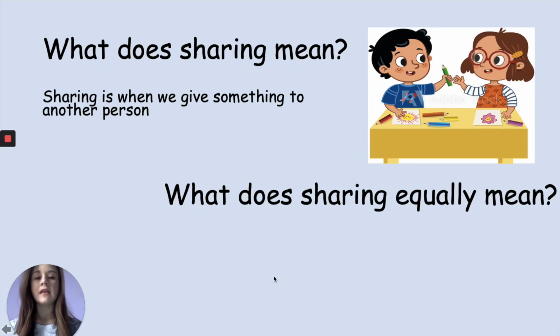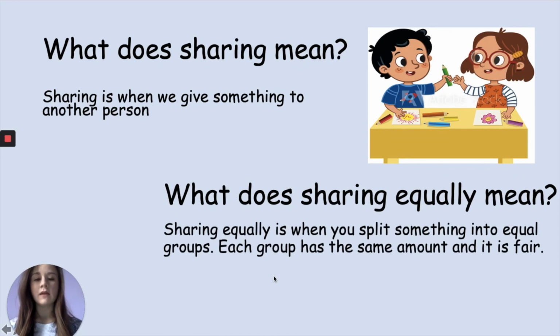What does sharing equally mean? Sharing equally is when you split something into equal groups. Each group has the same amount and it is fair. So if I am sharing my pencils with Miss Thurlow and I have 4 pencils, if I am sharing equally, it means that I will have 2 and Miss Thurlow will have 2. We have the same amount.